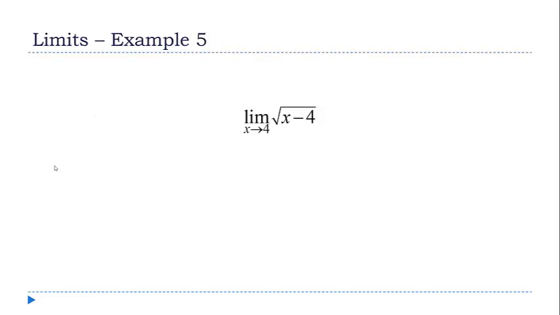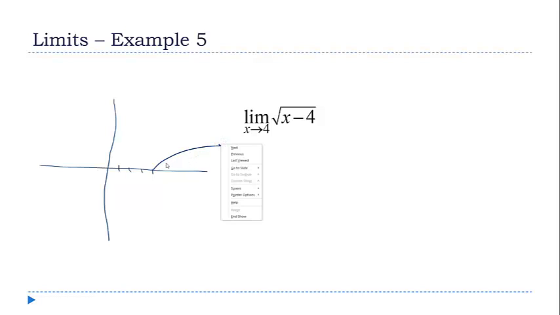And again, I think it helps to look at the graph to get an idea of what's going on. The graph of f of x equals the square root of x minus 4 looks like this. Now, if we try tracing the function as x approaches 4 from the right, you can see that the function is approaching 0. However, if you try to approach x equals 4 from the left, you can't, because the function doesn't exist on that side. So there's no graph for us to follow.